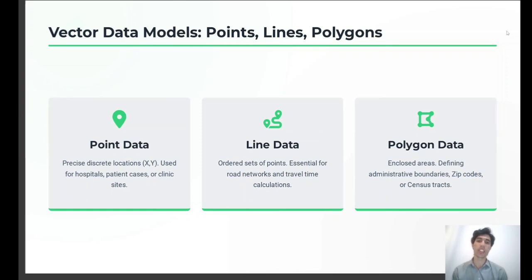And then we have the line data. These are ordered sets of points, and these are essential for road networks and travel time calculation, etc. And then we have the polygon data, which are enclosed areas and they define an administrative boundary, could be a zip code or a census tract, for example, a county or a country or a state, etc. So these are shown via polygon data.